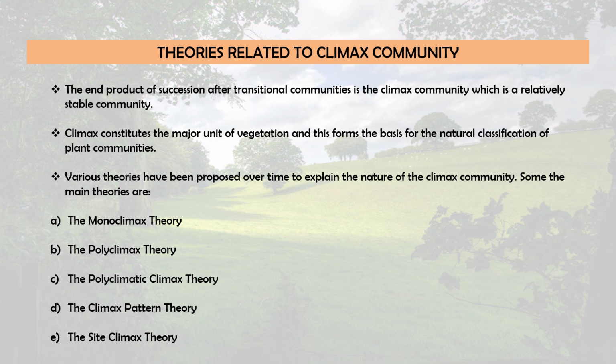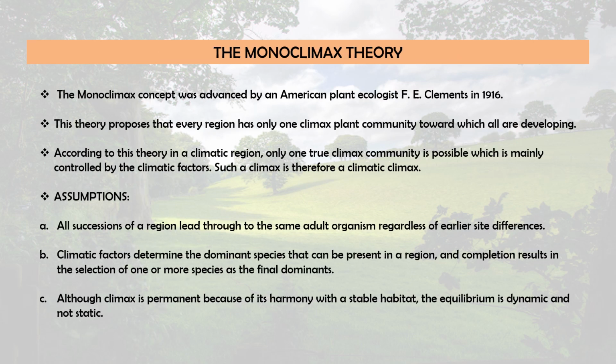All types of communities are found in these climax communities, and various theories have been proposed over time to explain the nature of the climax community. There are five major theories: the monoclimax theory, the polyclimax theory, the climatic climax theory, the climax pattern theory, and the site climax theory. We are going to discuss them one by one. The first one is the monoclimax theory.